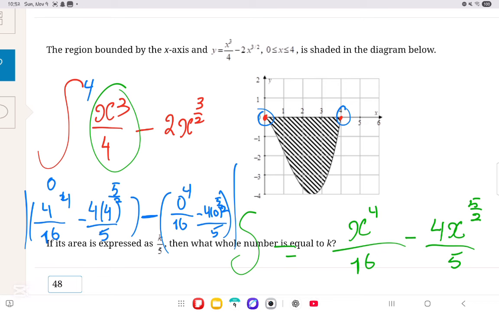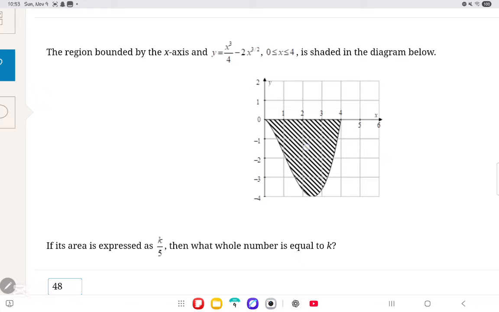4 to the power of 4 over 16 minus 4 times 4 to the power of 5 over 2 over 5 minus whatever that is, and it should give me my answer to be what? To be 48 over 5. So what is my value for k? My value for k is 48.